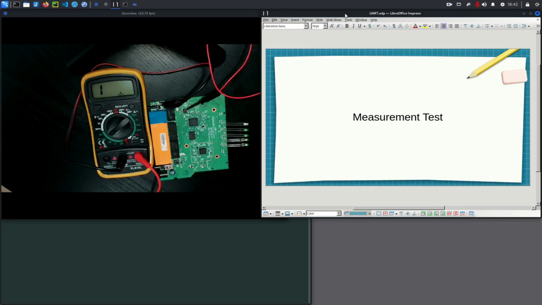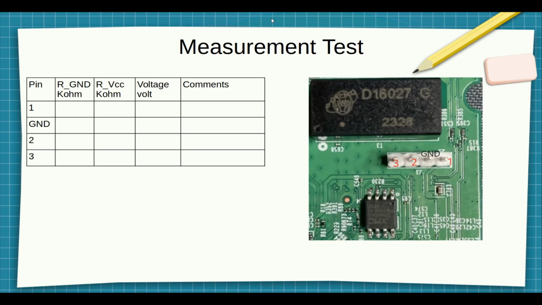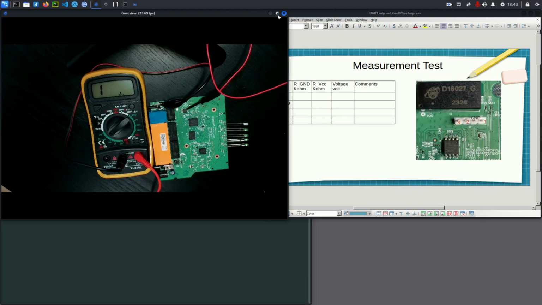Okay, so the idea behind the measurement test is to first measure the resistance of the pins against the ground, and then against VCC. Finally, we will measure the voltage on these pins. You may ask where we get the VCC reference. Actually, I already know that on the XMC chip here, there is a VCC we will use. Don't worry, we will see that in the next video, but for now, let's go to our camera here.